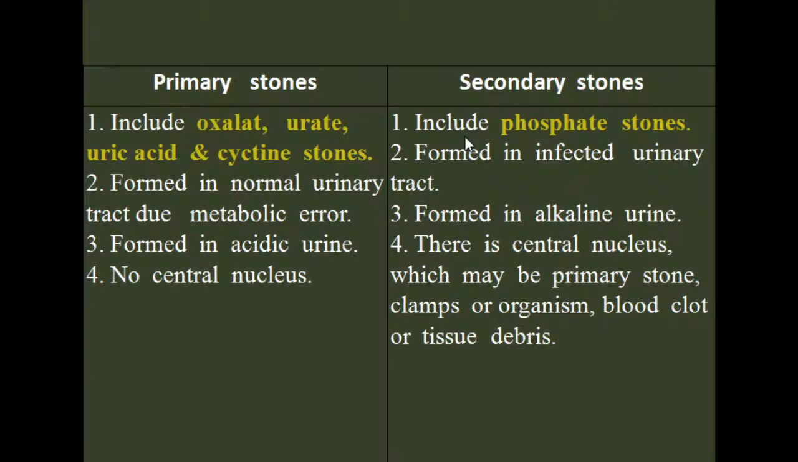Some stones are formed in acidic urine. In this table, you can see these primary stones. They include oxalate, urate, uric acid, and cysteine stones. They form in a normal urinary tract due to metabolic errors. They form in acidic urine, with no central nucleus in these stones. Secondary stones include phosphate stones, formed in infected urine. So first infection and then secondary stone formation, formed in alkaline urine. In inflammation, urine most often is alkaline. There is a central nucleus, which may be a primary stone, clumps of organisms, blood clots or tissue debris.